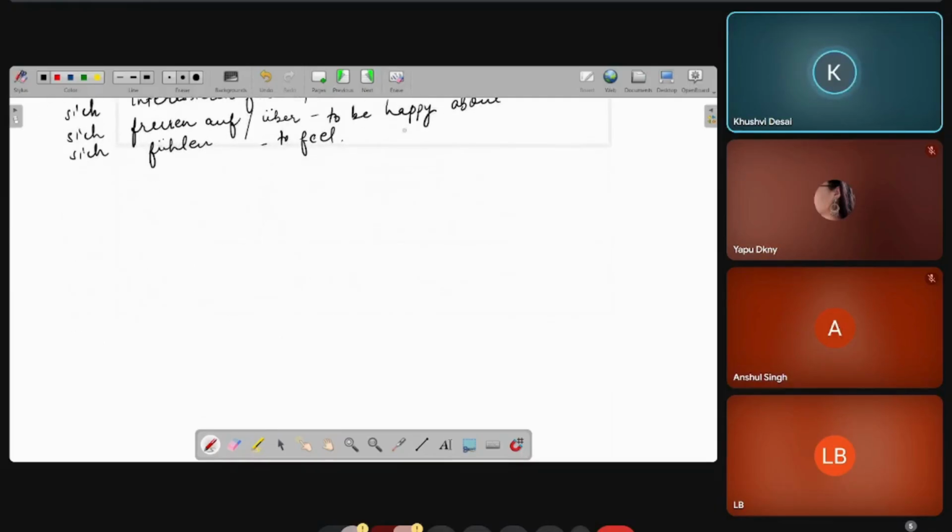Now see some examples. Zum Beispiel, accusative. For reflexive there is no nominative. We use reflexive in accusative and dative case only. Ich wasche mich. I am washing myself. If I am writing ich wasche, it means I wash. So it is understandable that I must be washing myself. But in German, waschen is a reflexive word. So we add a reflexive pronomen right after it. So ich wasche mich, like that.